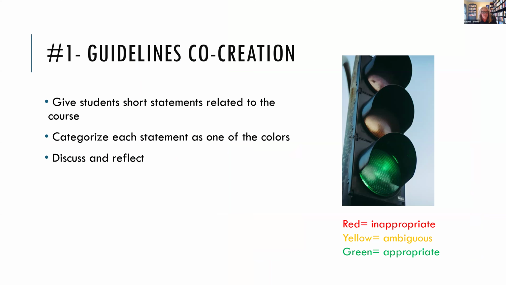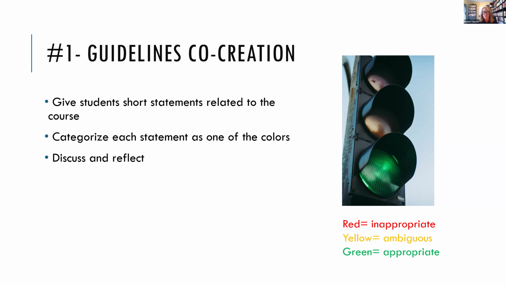And the way we've done this is by giving our students short statements relating to the particular course that we're teaching. And then we use this very friendly stoplight metaphor. It's something that everybody has seen. We ask the students to categorize those statements about AI use according to the stoplight. So, red would be an inappropriate use of AI, like perhaps generating a paper and pasting it into your assignment and submitting it as your own. Yellow would be something that maybe is ambiguous. It's unclear. We need to talk about it. We're not sure if it's appropriate or inappropriate. And green would be an appropriate usage of AI to support learning.